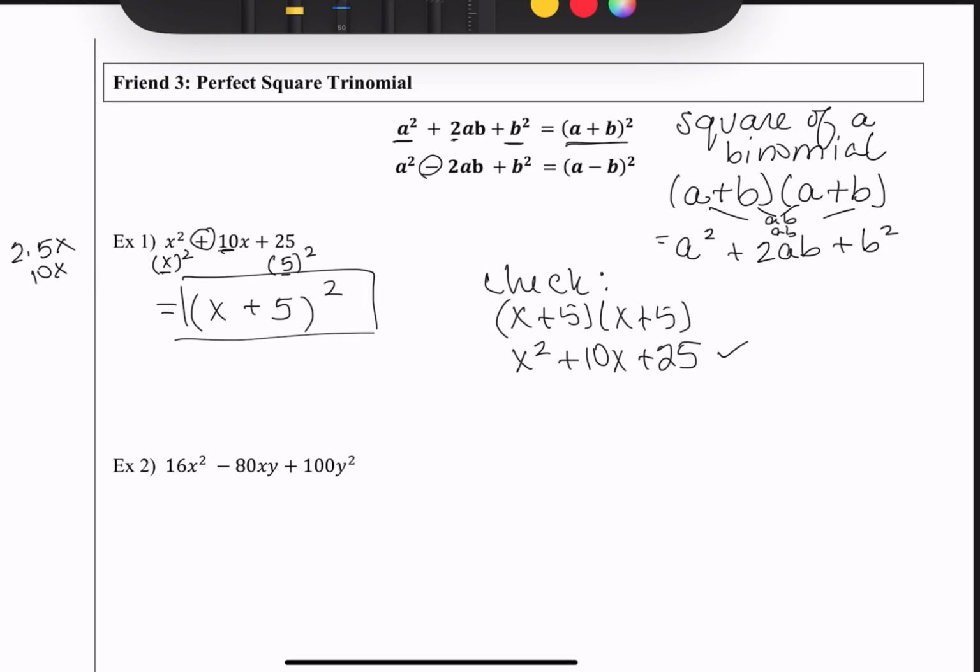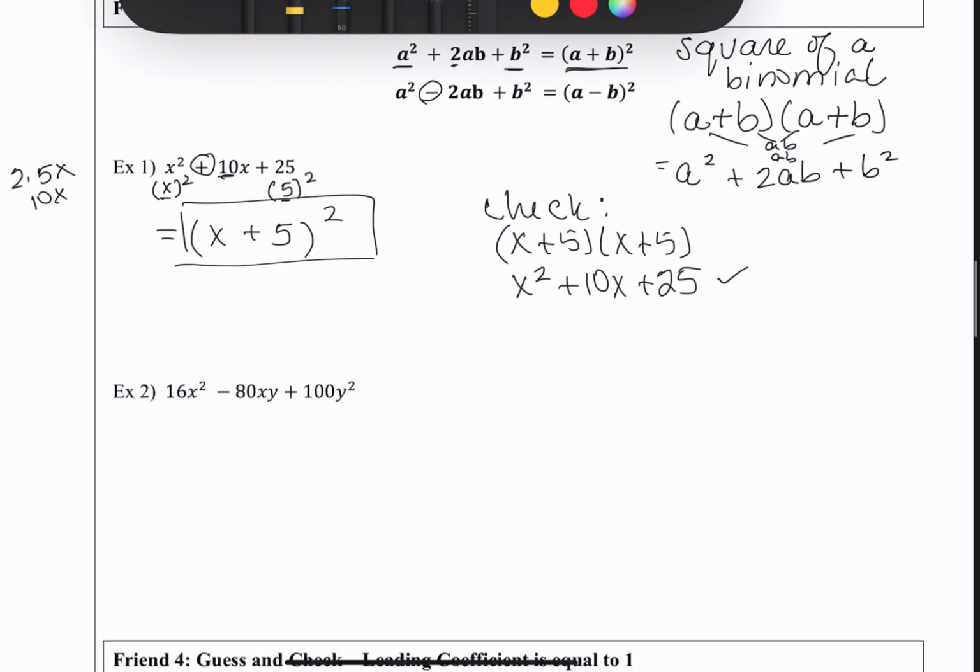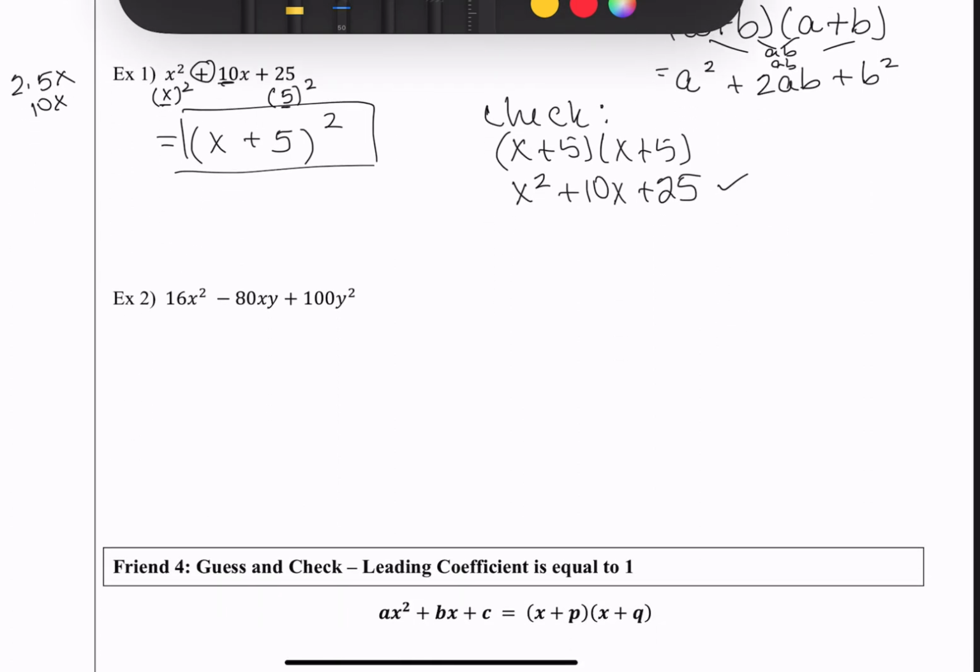Example 2, let's see. There are a couple ways I can work on example 2. However, I'm going to remind you, anytime you start to factor, please look for a greatest common monomial. It's going to make your life a lot easier. So I go to friend 1, greatest common monomial, can you help me out? And in fact, they can. 16x squared, negative 80xy, and positive 100y squared all have a common factor of 4. So the first thing I'm going to do is factor out a 4.